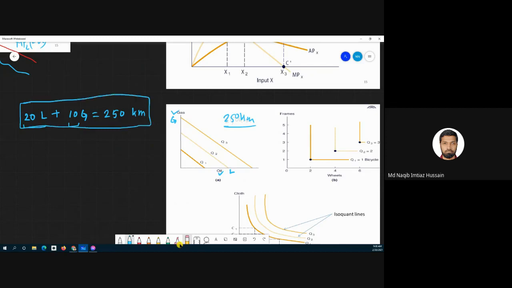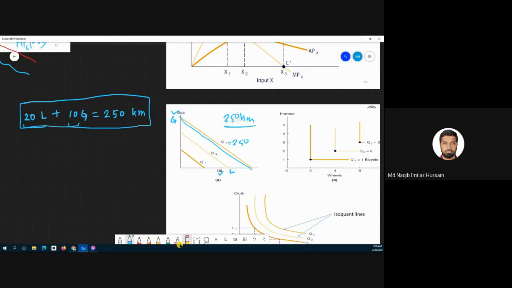And on this equation, any amount of L and G you input, it should always be equal to 250, and this is nothing but a straight line, right? If you plot the straight line, let's say this Q is 250. So you fall on a straight line, and there is no bias, there is no issue in substituting oil for gas. So your substitution is very easy. There is no problem.